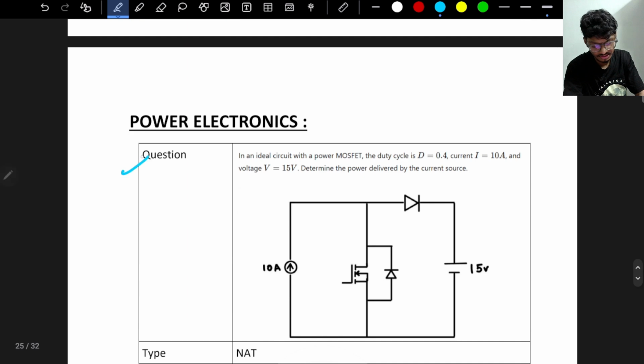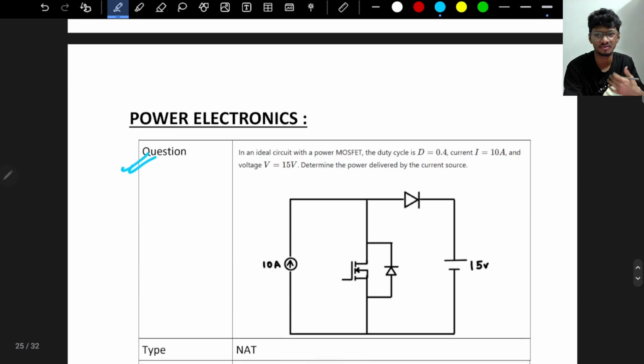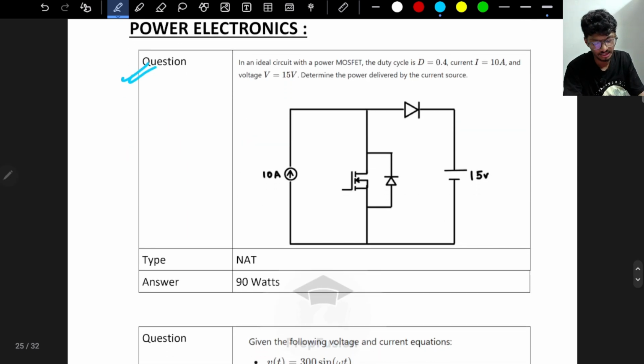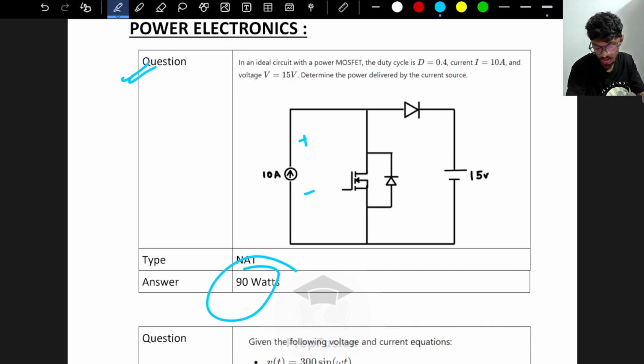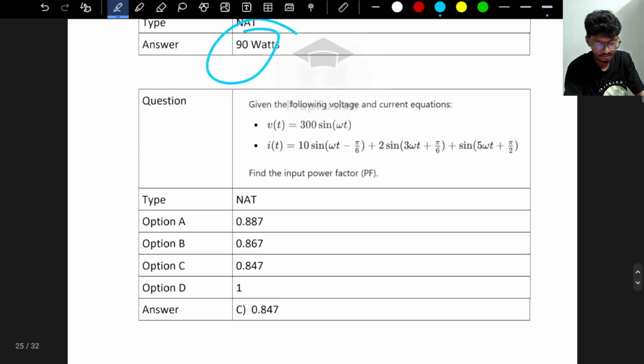This is again a very simple question only. This type of question we have solved multiple times in our classes. You have to find out the average power. How do you find out the average power? Just find out the average voltage across this. If you find out the average voltage, you will be able to find out the average power, and I will not tell you how you can find out the average voltage. Okay, so this will come out to be 90 watts.